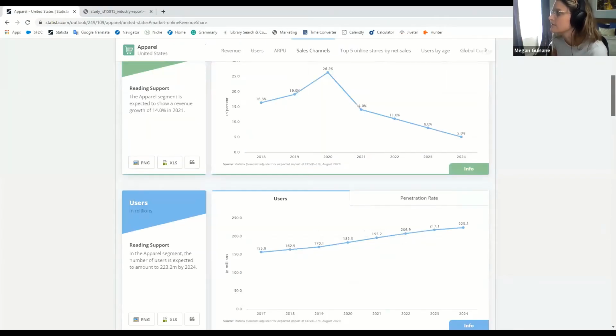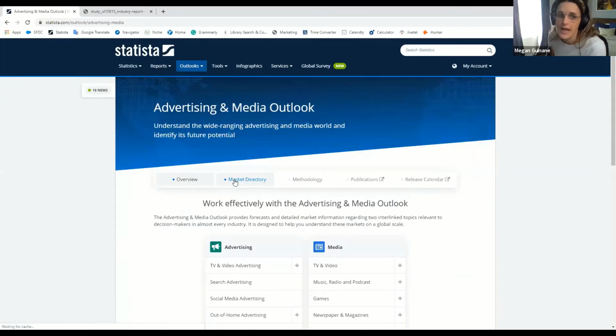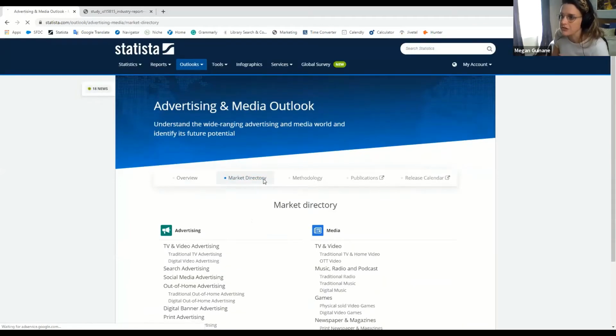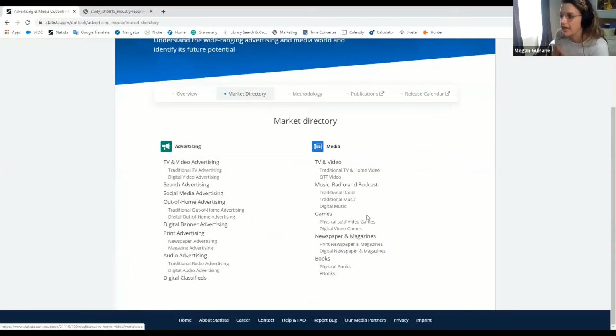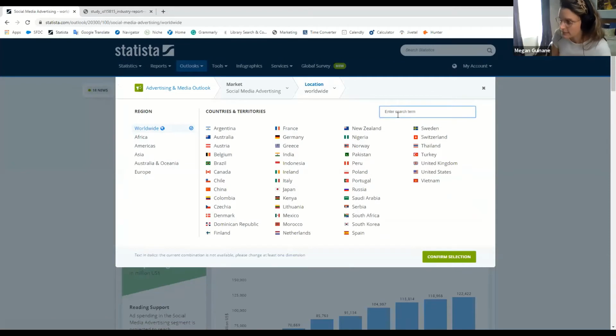All right, and that will be in advertising and media outlook under the outlooks tab. And I'm going to show the market directory. So we have advertising and media. I'm going to go into social media advertising. I want to go back into the United States.